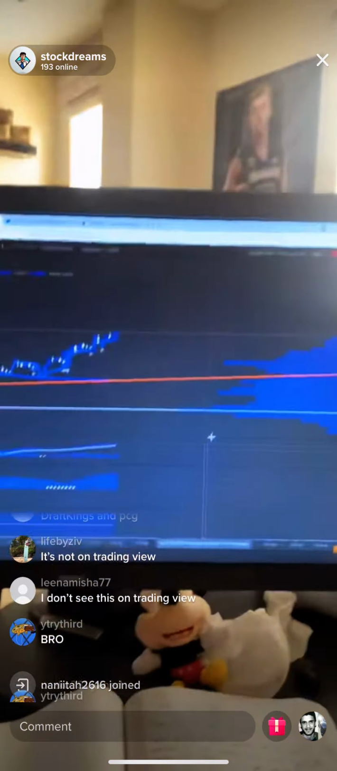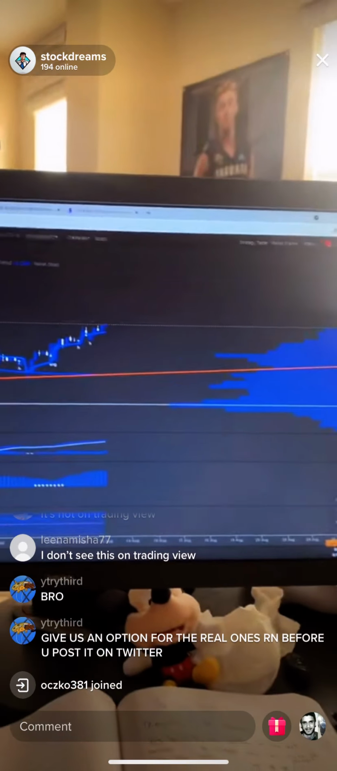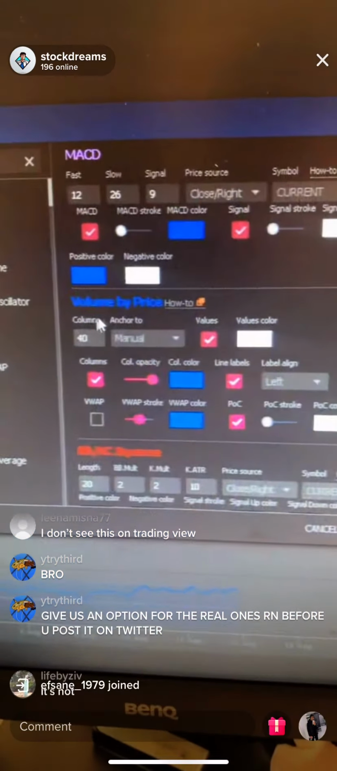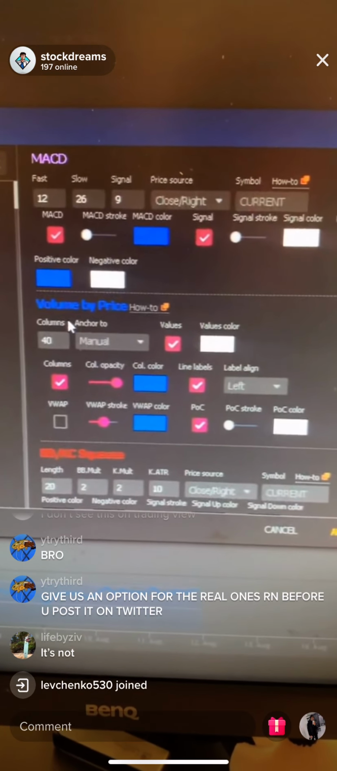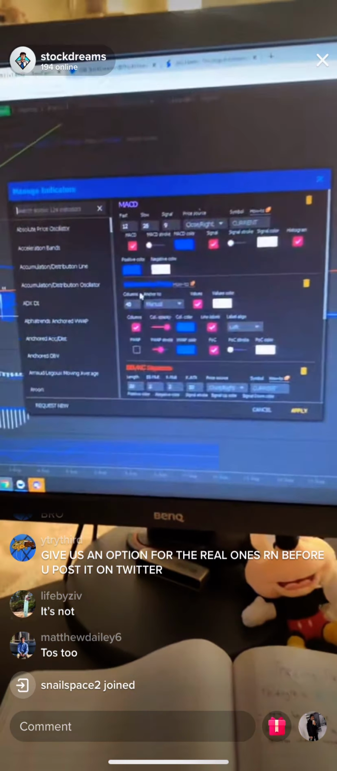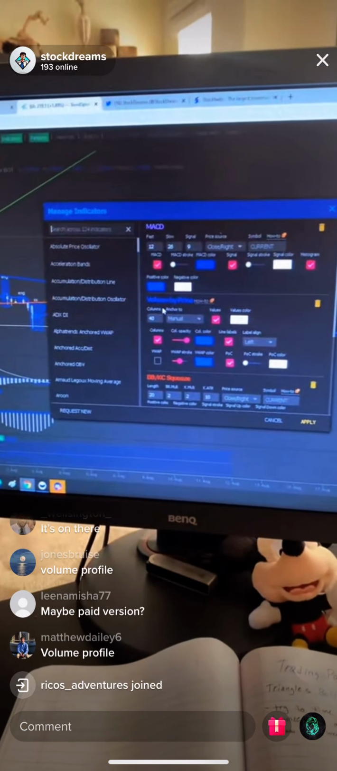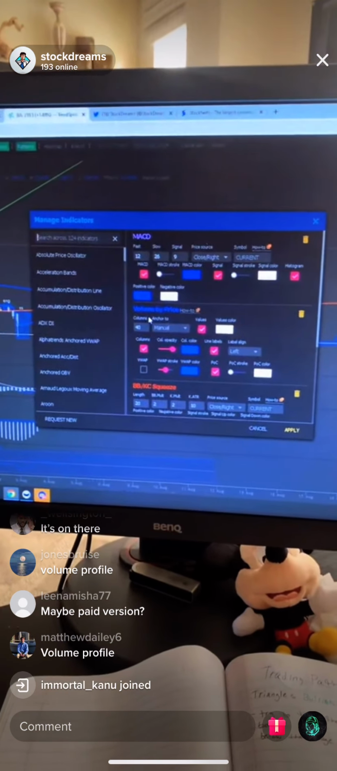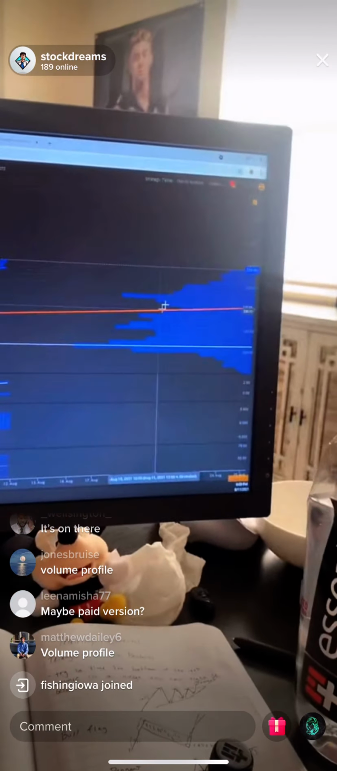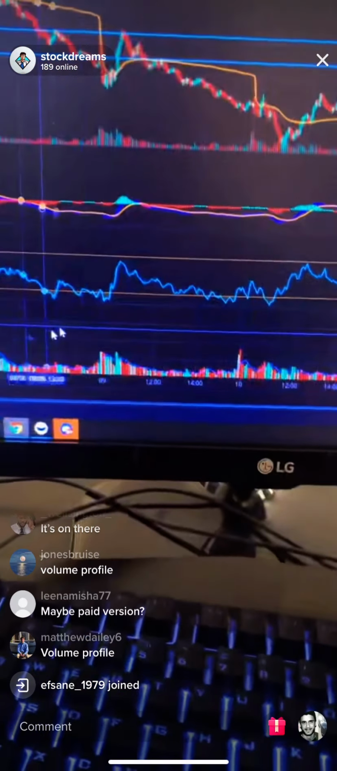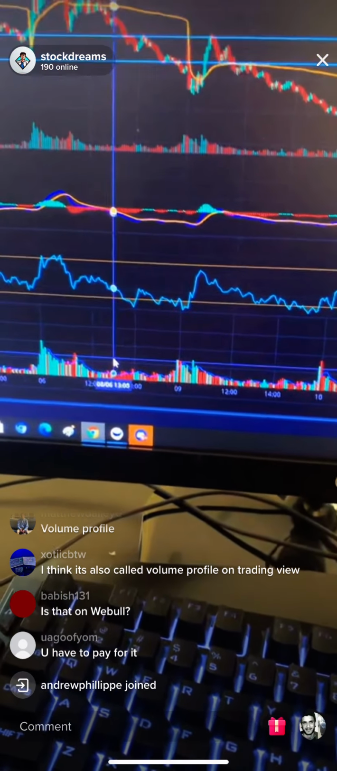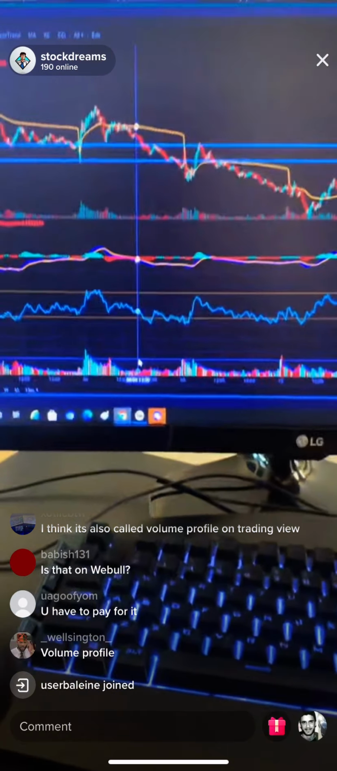It should be on TradingView, right? If you search it up, this is what it's called. Let me show you guys. It's called volume by price. Oh, that's weird. I thought you guys did have it. I guess it's only on TrendSpider, but it's a very good tool to use. You can use it right here too. It's called volume profile.